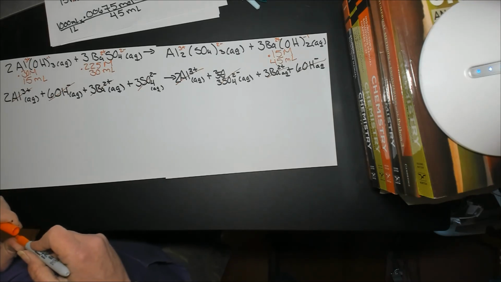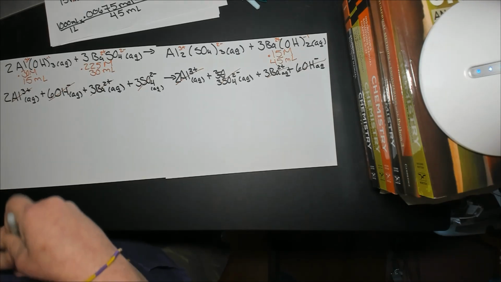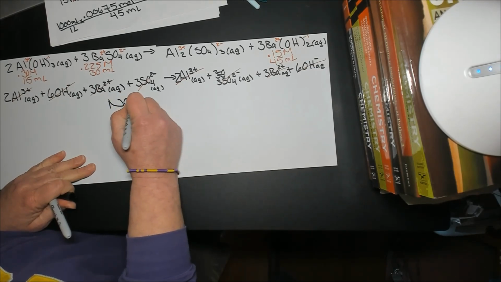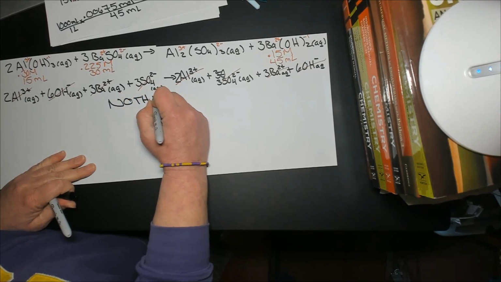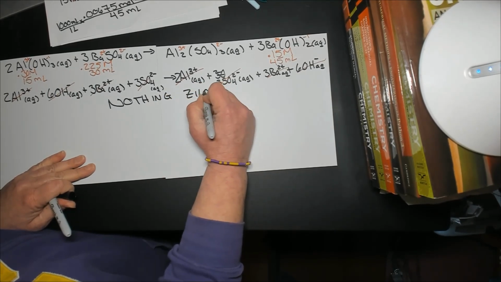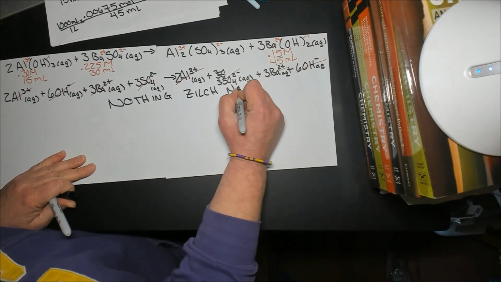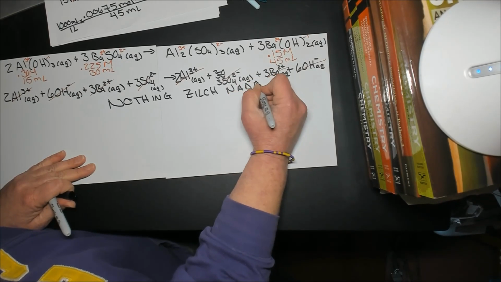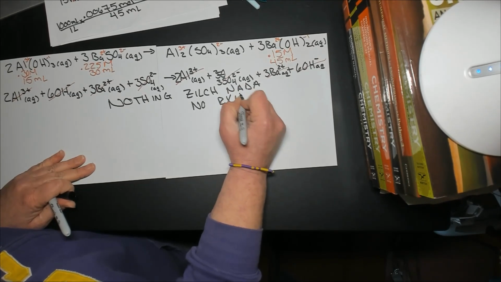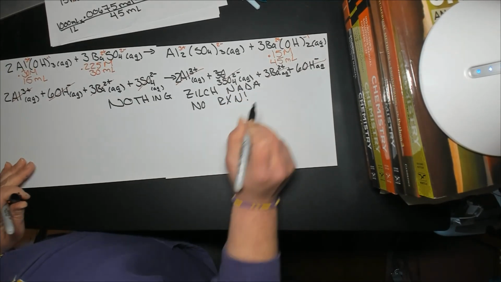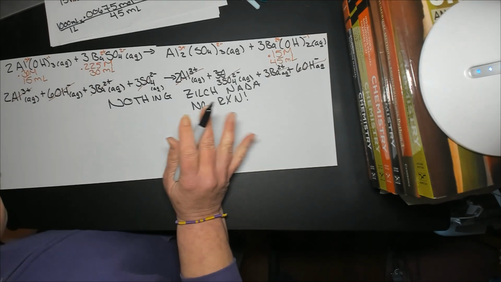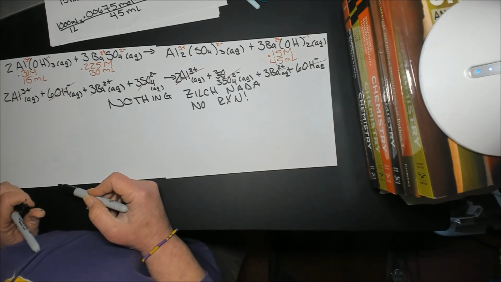And now let's go ahead and write what we have left, which is nothing. Absolutely zip, zilch, nada. Otherwise known as no reaction. Done. That is my net ionic equation. No reaction. There's nothing. Everything is a spectator.